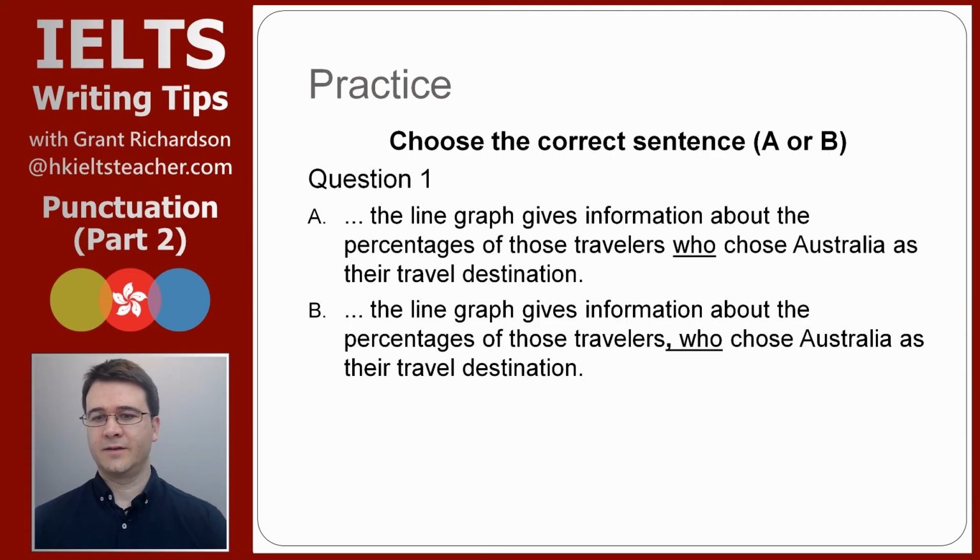And now some practice questions, multiple choice, A or B. Choose the correct sentence. Question 1: the line graph gives information about the percentages of those travellers who chose Australia as their travel destination, or is it, comma, who chose Australia as their travel destination? If you need more time before I move on to the next question, then pause the video.